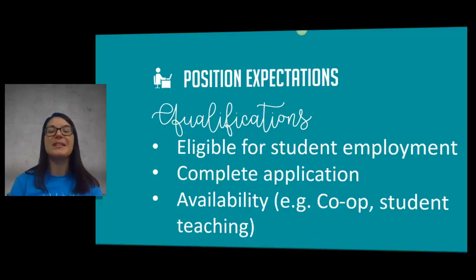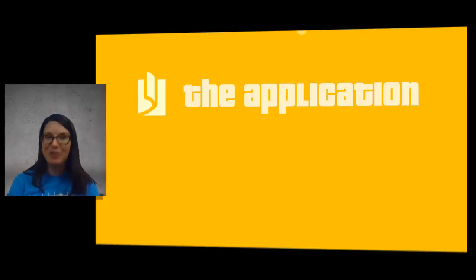So for qualifications, you need to be eligible for student employment, so meaning that you are able to work on campus. You need to have a complete application, so all the components that we go over need to be completed to continue to be considered and part of the RA selection pool. And then finally, you need to be available in that first year of hire for the full year. And so we ask that if you are currently considering to co-op or student teach for a semester, that perhaps you look at waiting to apply to be an RA until you can experience a full academic year as a resident assistant. So the application itself.